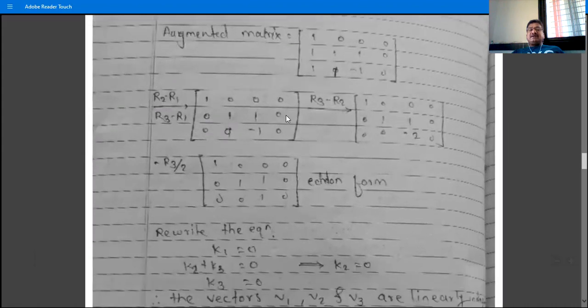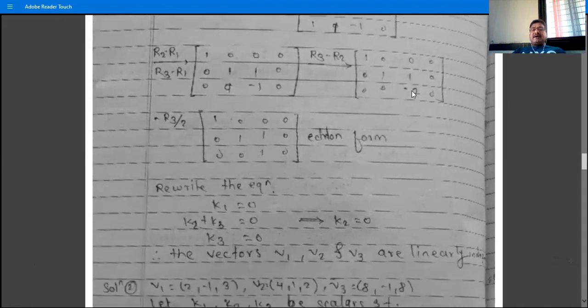First row as it is, second row 1 minus 0 is 1, 1 minus 0 is 1, 0 minus 0 is 0. So we have this third row. Now we have to reduce this element to 0. It is 1, so R3 minus R2. First row as it is, second row as it is, third row 0 minus 0 is 0, 1 minus 1 is 0, minus 1 minus 1 is minus 2, 0 minus 0 is 0.